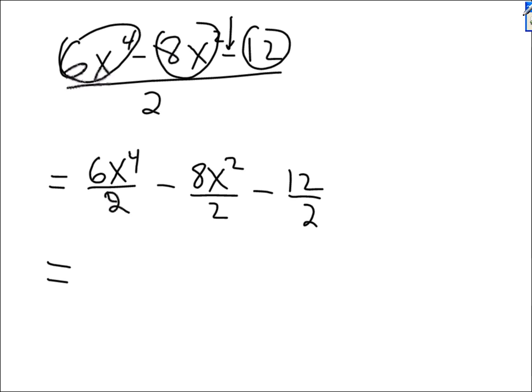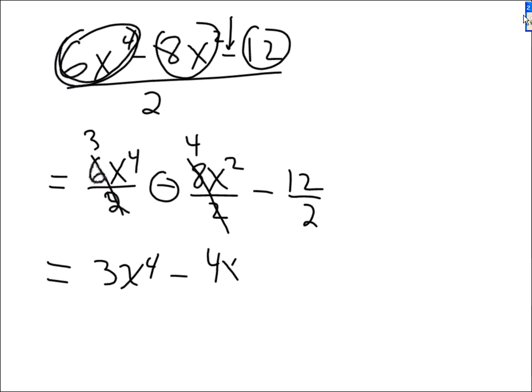How many times does 2 go in here? Well, 2 goes into 6 3 times. 3x to the 4th. Minus 2 goes into 8 4 times. 4x squared. Minus 2 goes into 12 6 times. Minus 6, and there's your answer. We just divided a polynomial, in this case by a constant 2.